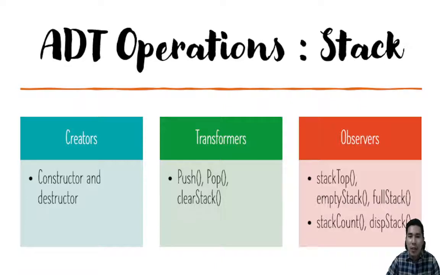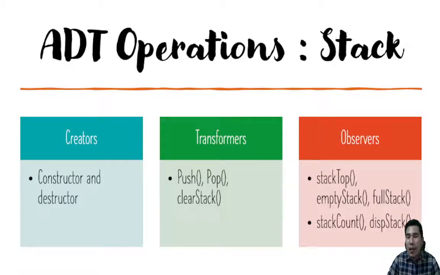For transformers, you have push and pop, and you also have clear stack. When we talk about push and pop, push is an operation of a stack where you insert data to your stack, and pop means you remove an element from your stack. Then clear stack is going to remove everything from your stack.